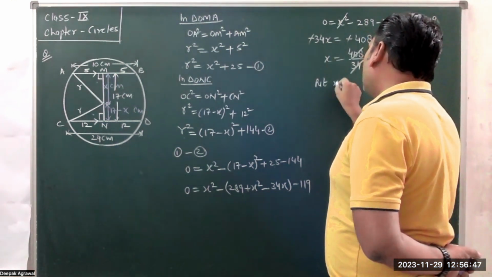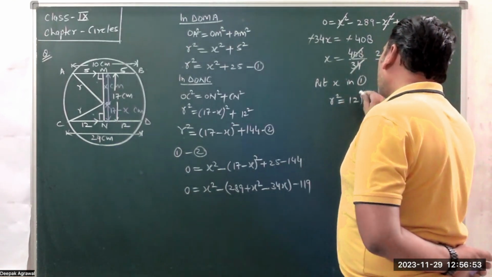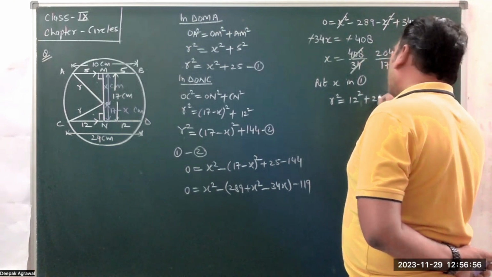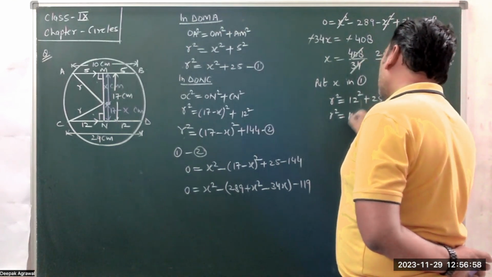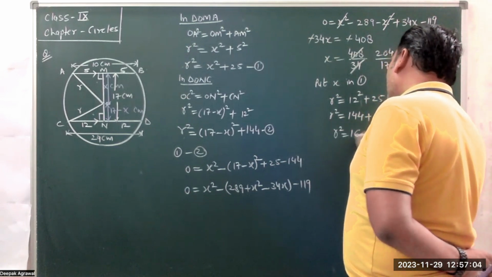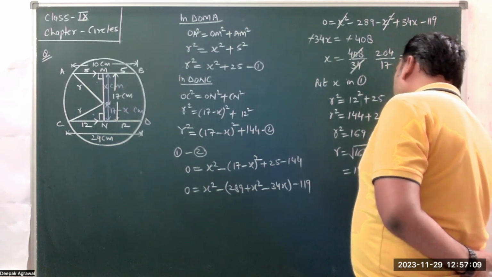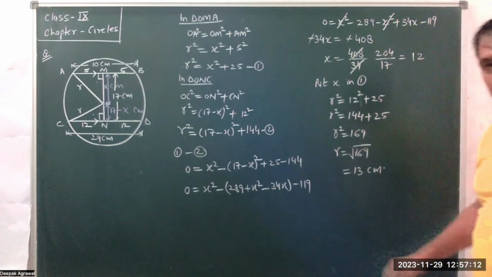Put x in first. So r square is equals to 12 square plus 25. So r square is equals to 144 plus 25. R square is equals to 169. So r is equals to root of 169, and that comes out to be 13 centimeter.